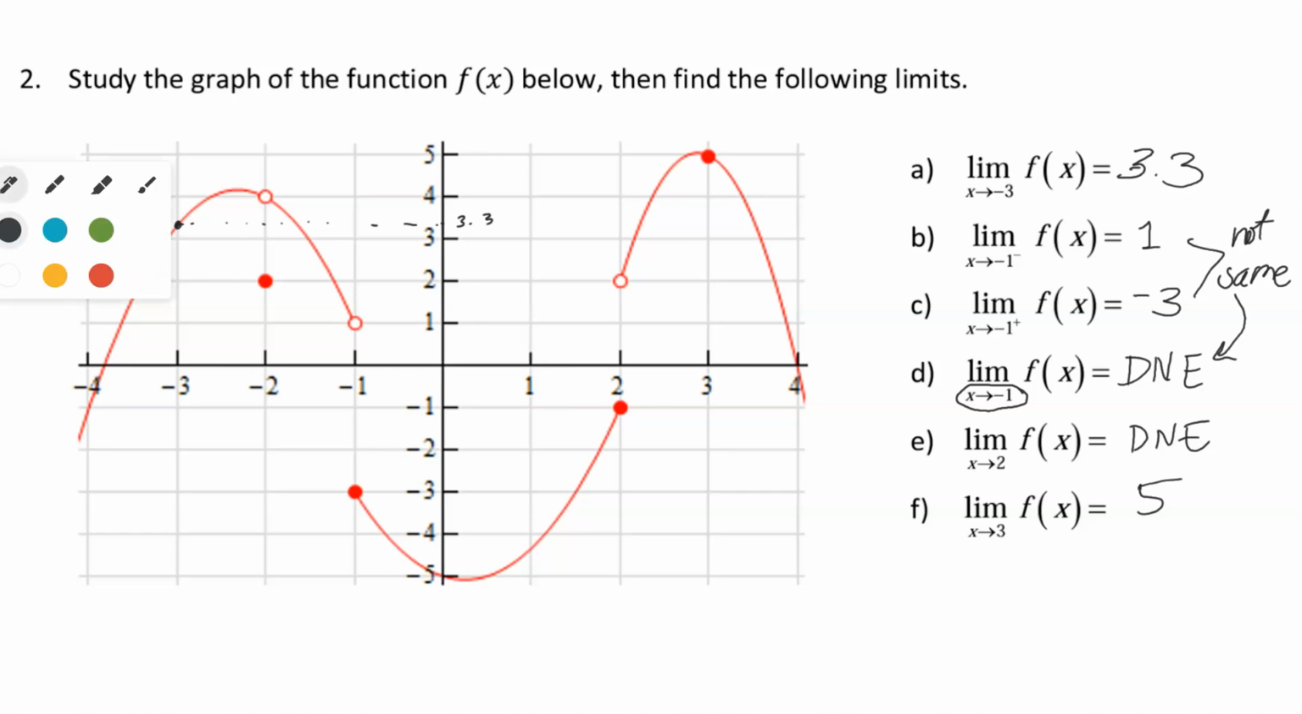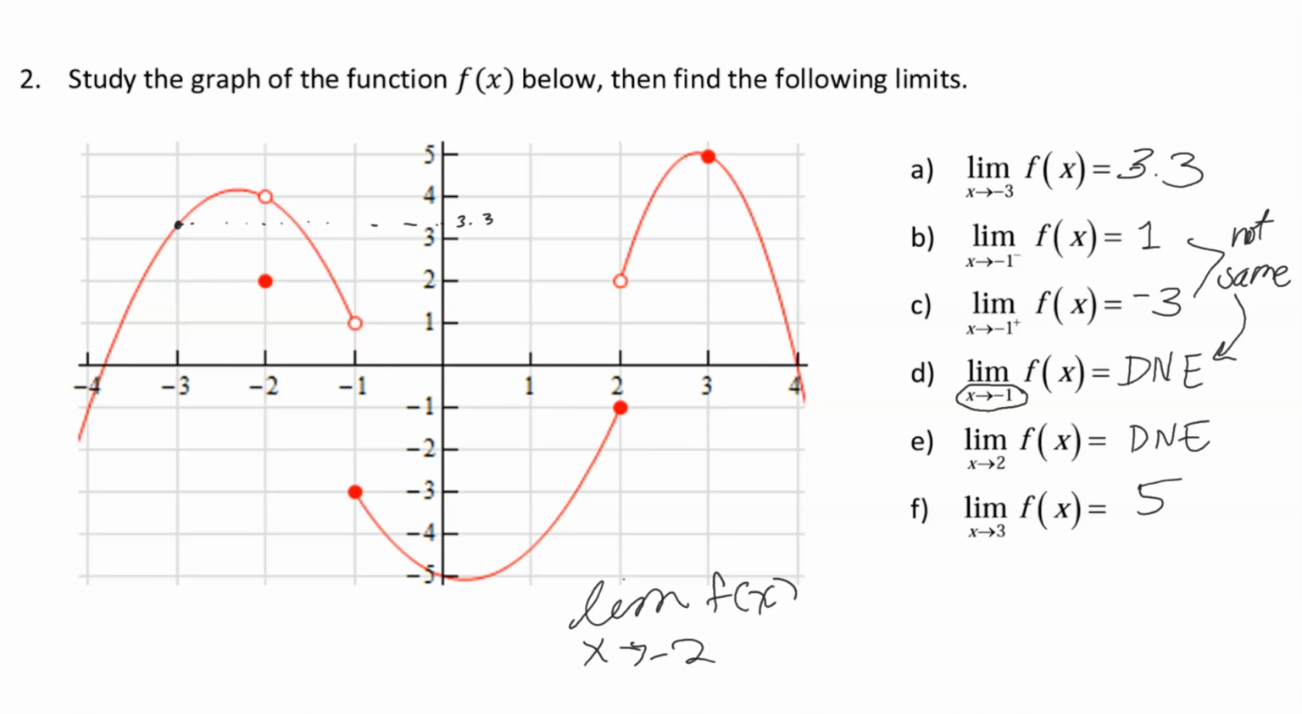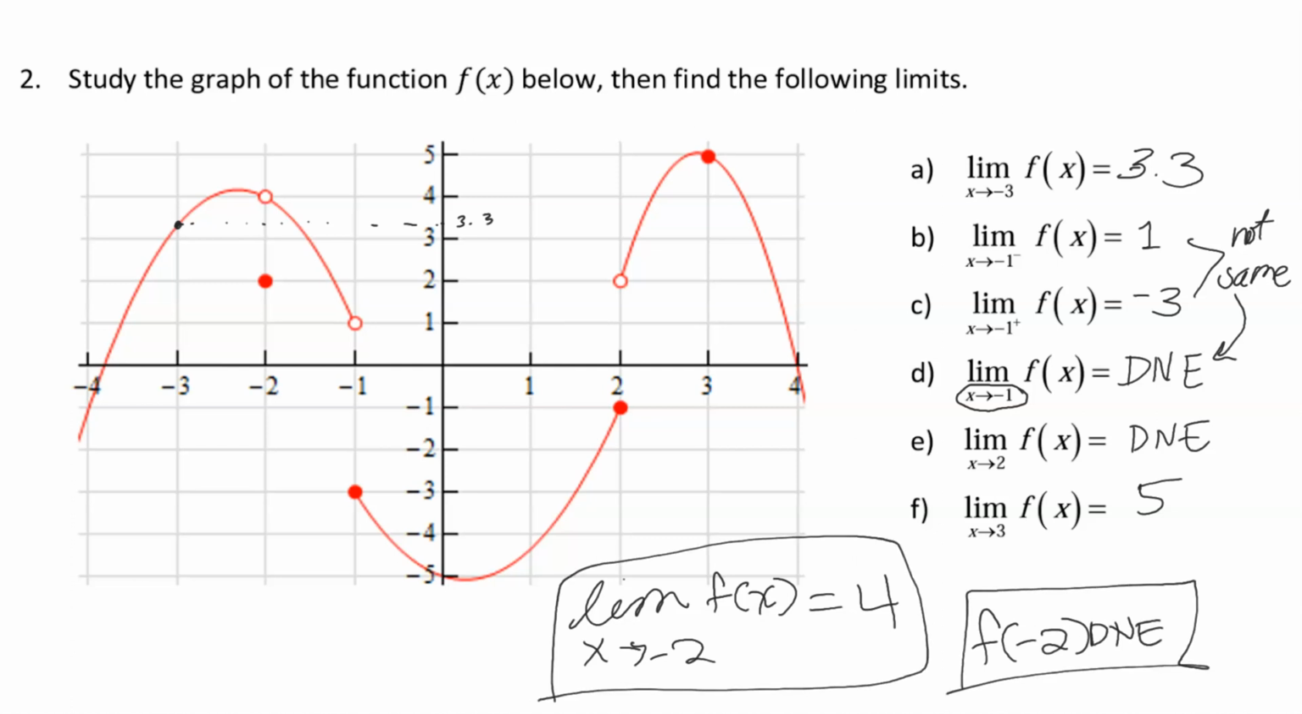Now there is one point that is interesting that the question didn't ask: the limit as x goes to -2, right? So as x goes to -2, the function has a limit of 4. However, f of -2 does not exist. Okay, so that's why there is a hole right there.